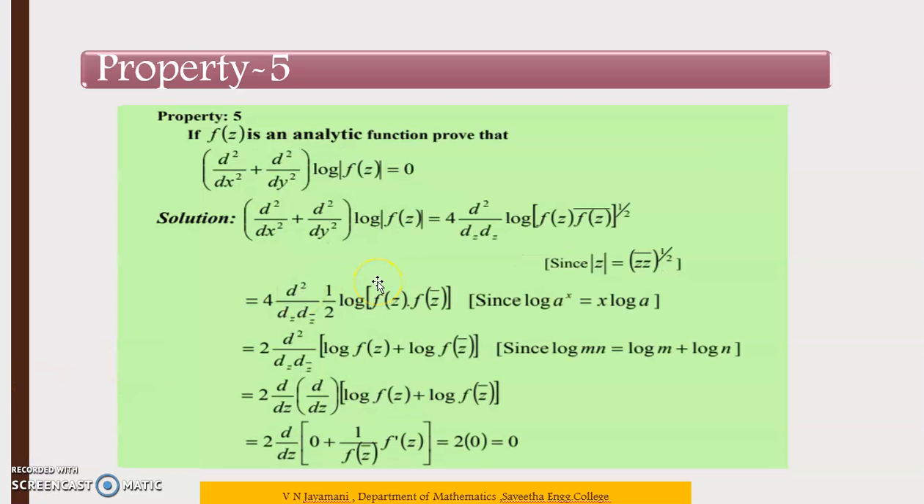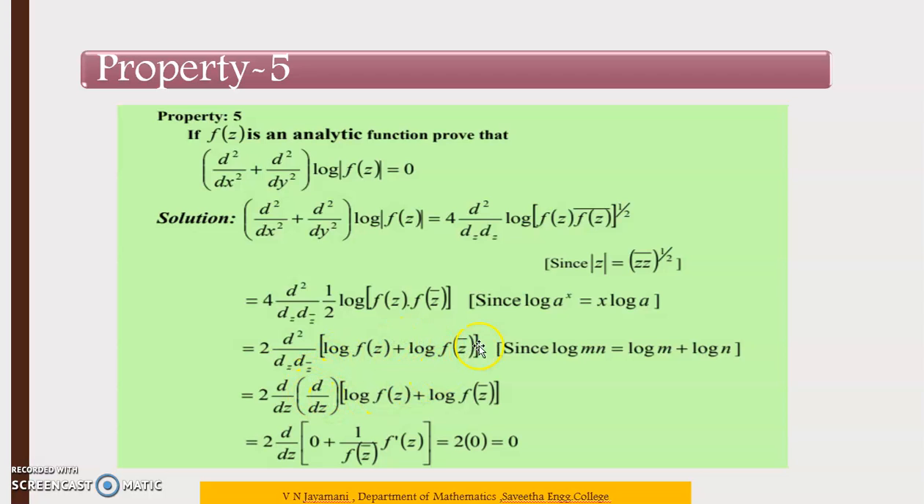Next, we go to another property. If f(z) is an analytic function, prove that (d²/dx² + d²/dy²) log|f(z)| = 0. Previously we know that we can write this as 4 d²/(dz dz̄) log|f(z)|, where |f(z)| is (f(z) f(z̄))^(1/2). Log a^b can be written as b log a, so 1/2 log of f(z) f(z̄). Now we can cancel the 2 and get 2 d²/(dz dz̄). Log ab can be written as log a plus log b, so log f(z) plus log f(z̄).